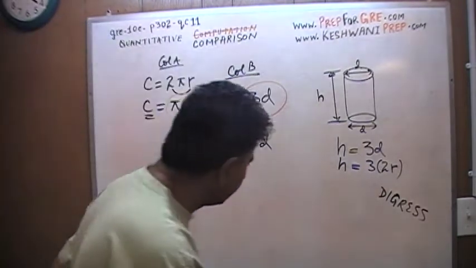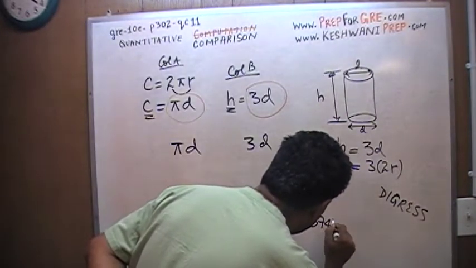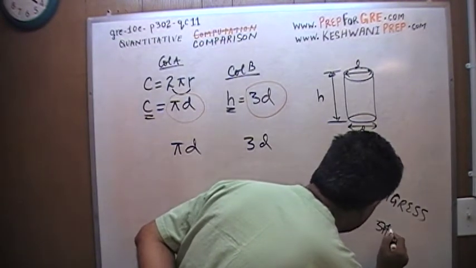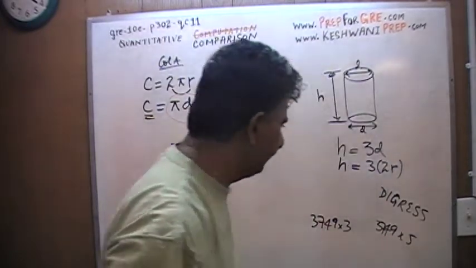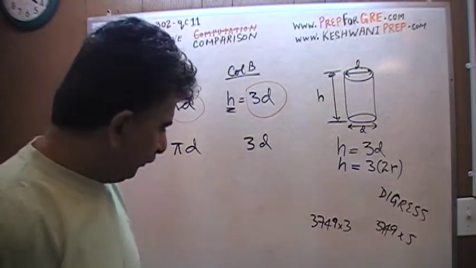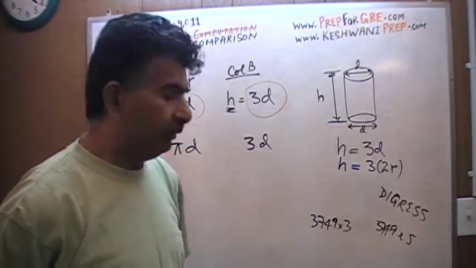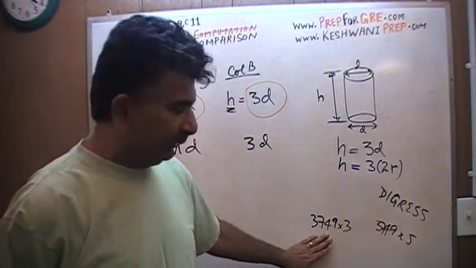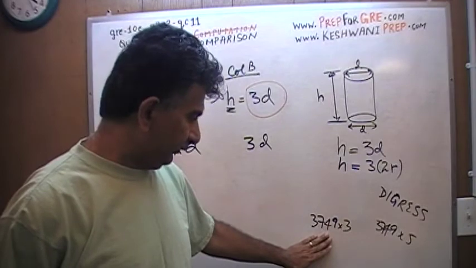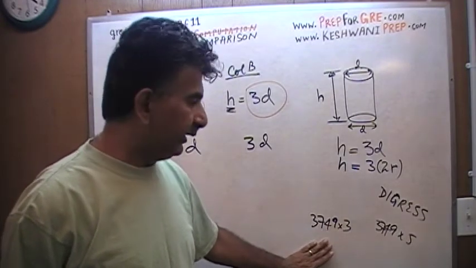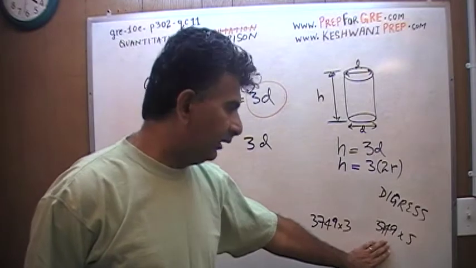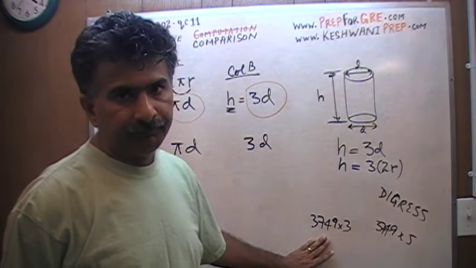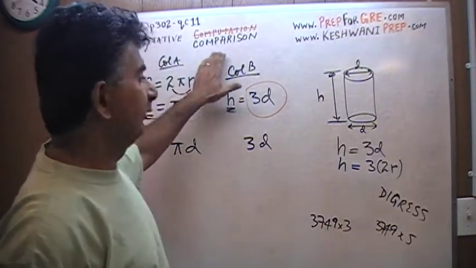If I ask you which quantity is bigger, 3,749 times 3 or 3,749 times 5, and if you were silly enough to actually calculate this, figure out what 3,749 times 3 is, and then figure out what 3,749 times 5 is, and then proudly announce that this is bigger than this, well, that's your problem, because these are called quantitative comparison, not computation.